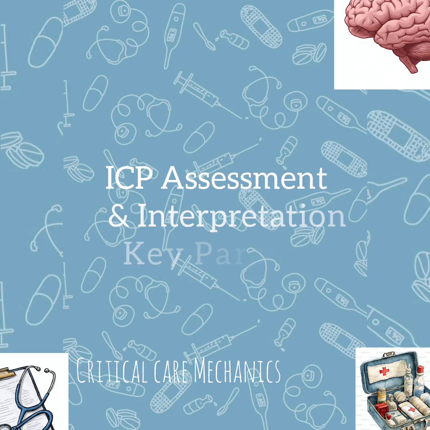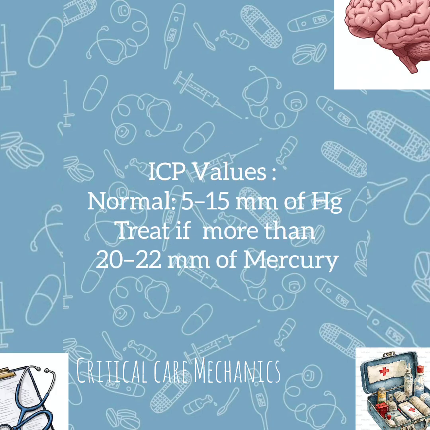ICP assessment and interpretation. Key parameters: 1. ICP values. Normal, 5 to 15 mm of mercury. Treat if more than 20 to 22 mm of mercury.